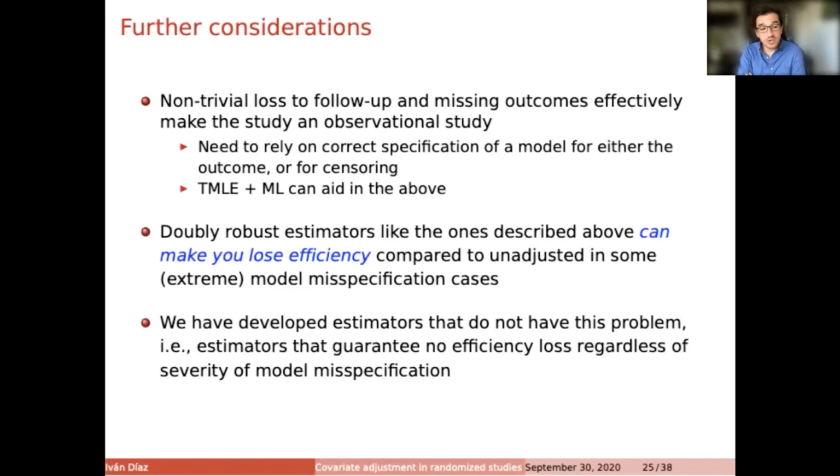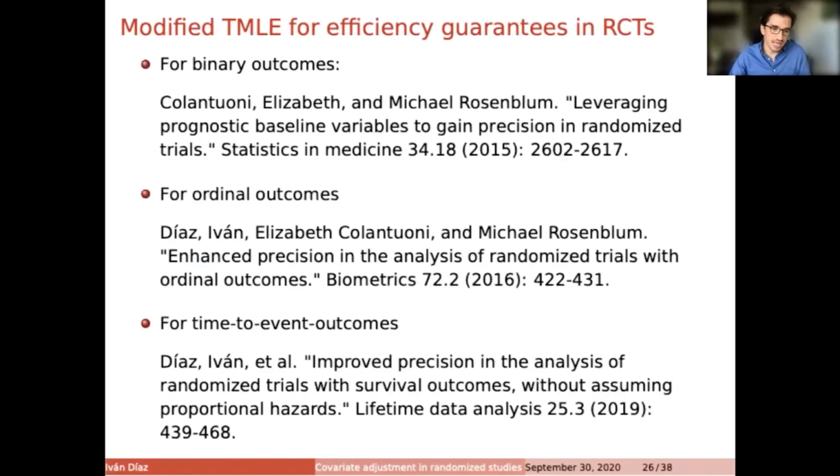And so as a solution for that problem, we have developed estimators that have guaranteed efficiency gains, right? We have developed a number of estimators for time to event, ordinal, and binary outcomes that are guaranteed to have a variance that is smaller than or equal to the variance of the unadjusted estimator. So here are three papers that do this explicitly. The first one is for binary outcomes. That is not a paper of mine. It's a paper by Michael Rosenblum and Elizabeth Colantoni.